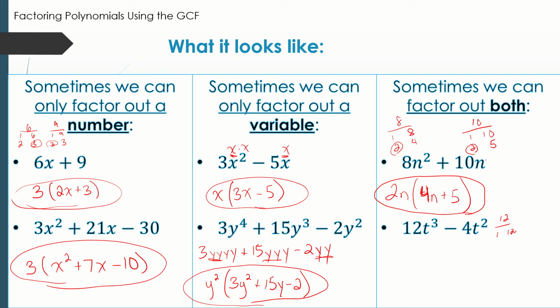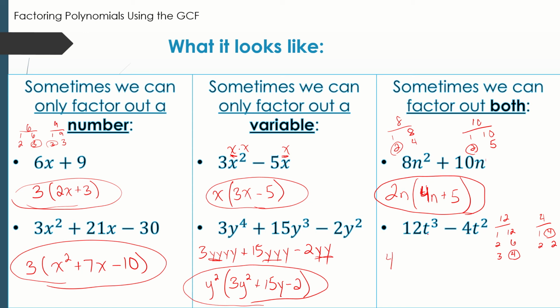12, we have 1 and 12, we have 2 and 6, and we have 3 times 4. And 4, we have 1 and 4, and we have 2 and 2. So notice, they both have 2 in common, but remember what the G stands for, greatest common factor. We're not looking for anything they have in common. We are looking for the biggest number they have in common. So the biggest number that both 12 and 4 have in common is 4. So that is part of our GCF.